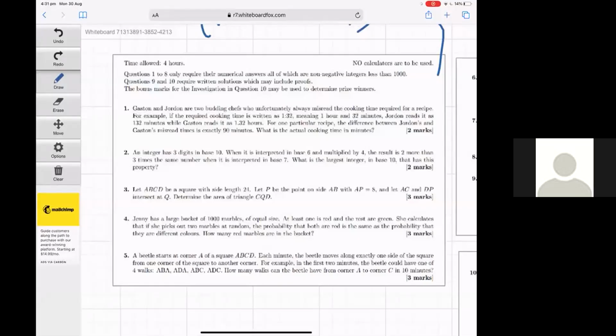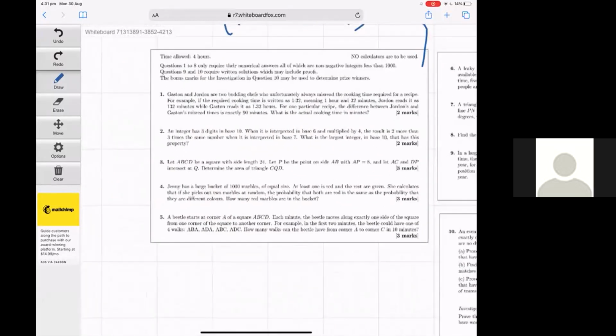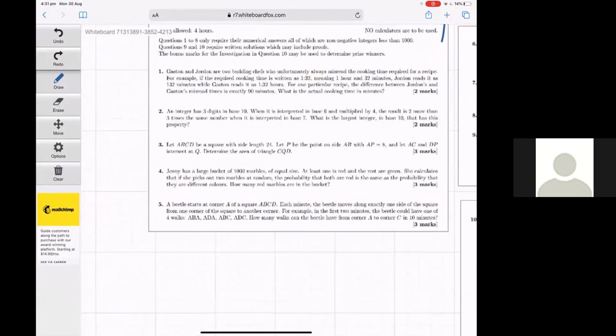Okay, so the first question: Gaston and Jordan are two budding chefs who unfortunately always misread the cooking time required for a recipe. For example, if the required cooking time is written as 1:32 for 1 hour 32 minutes, then Jordan reads it as 132 minutes, while Gaston reads it as 1.32 hours. So for one particular recipe, the difference between the times that they misread is 90 minutes, and we need to find what the actual cooking time is.